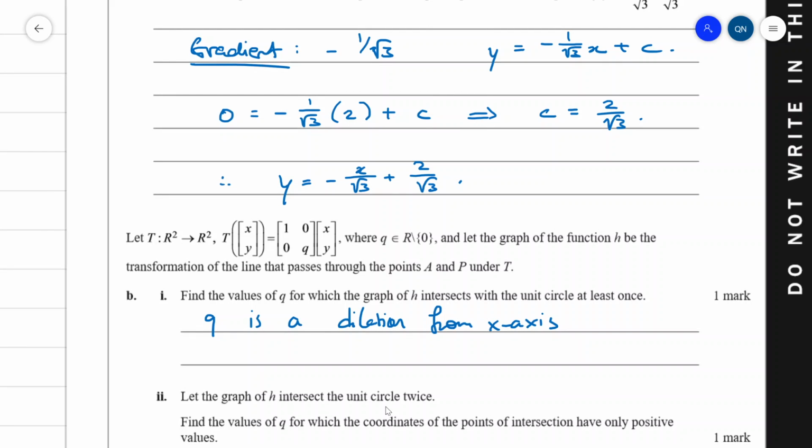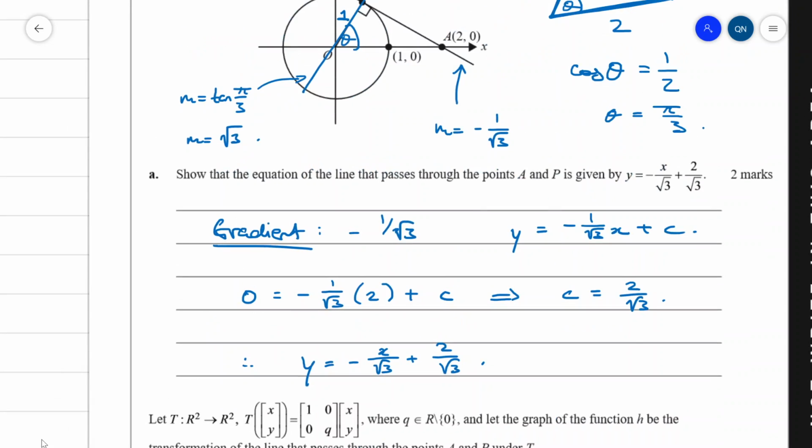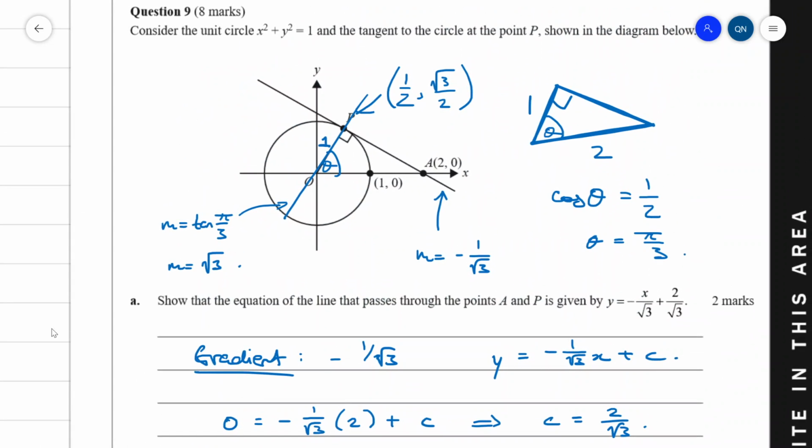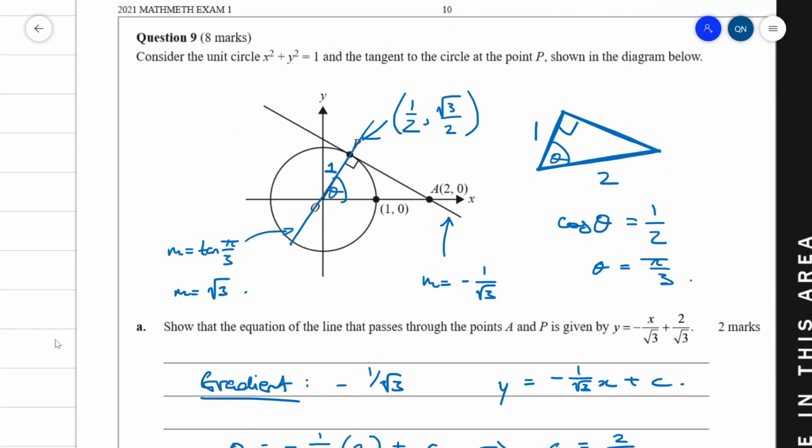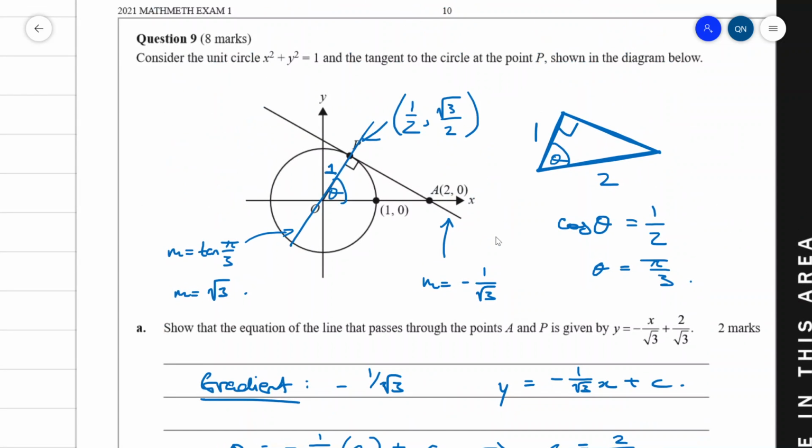Let the graph of h intersect the circle twice. No, this is at least once. So, for example, if q is equal to 1, then we don't do anything. So we're just going to have this picture over here. Now we could also move this line, for example. Let's choose red. We could also move it down over here, or over here, here, here, or here. Those would all intersect the circle at least once.